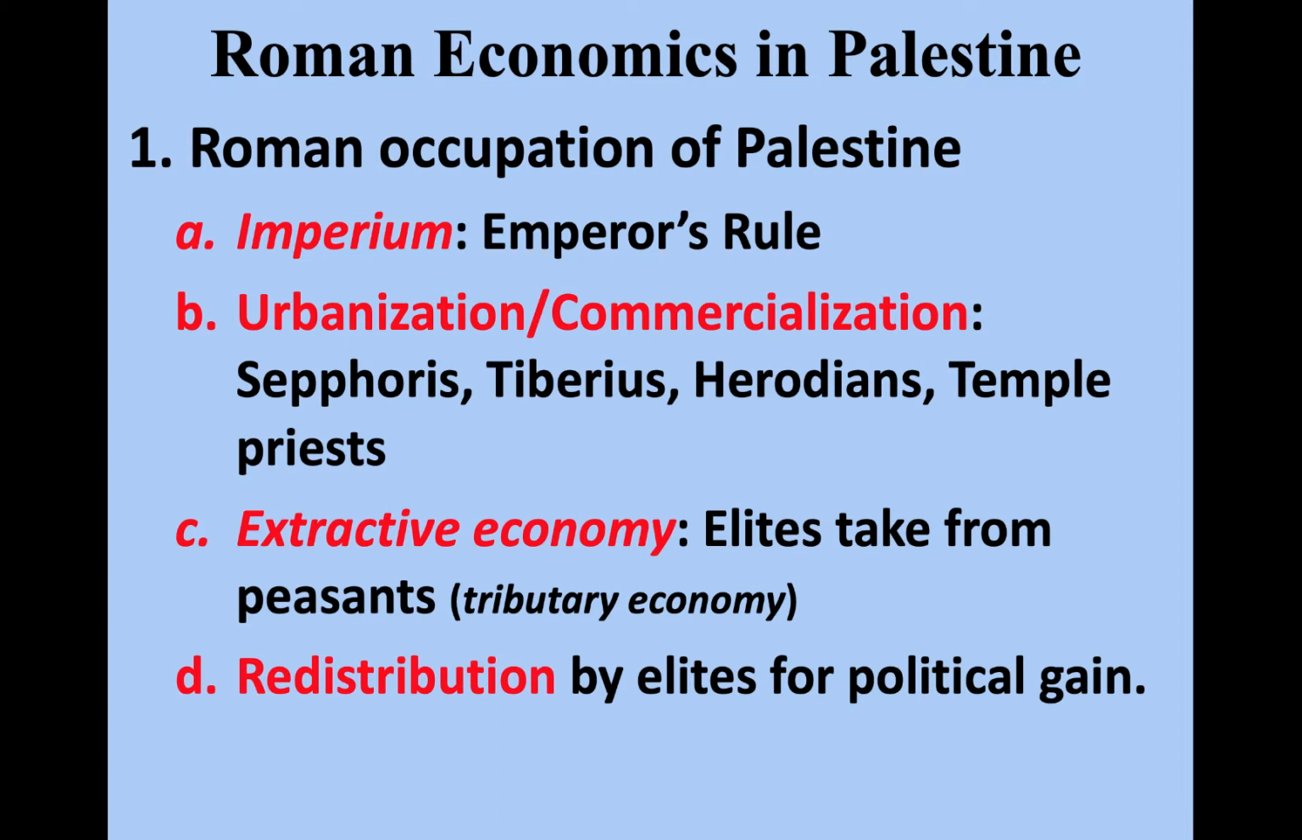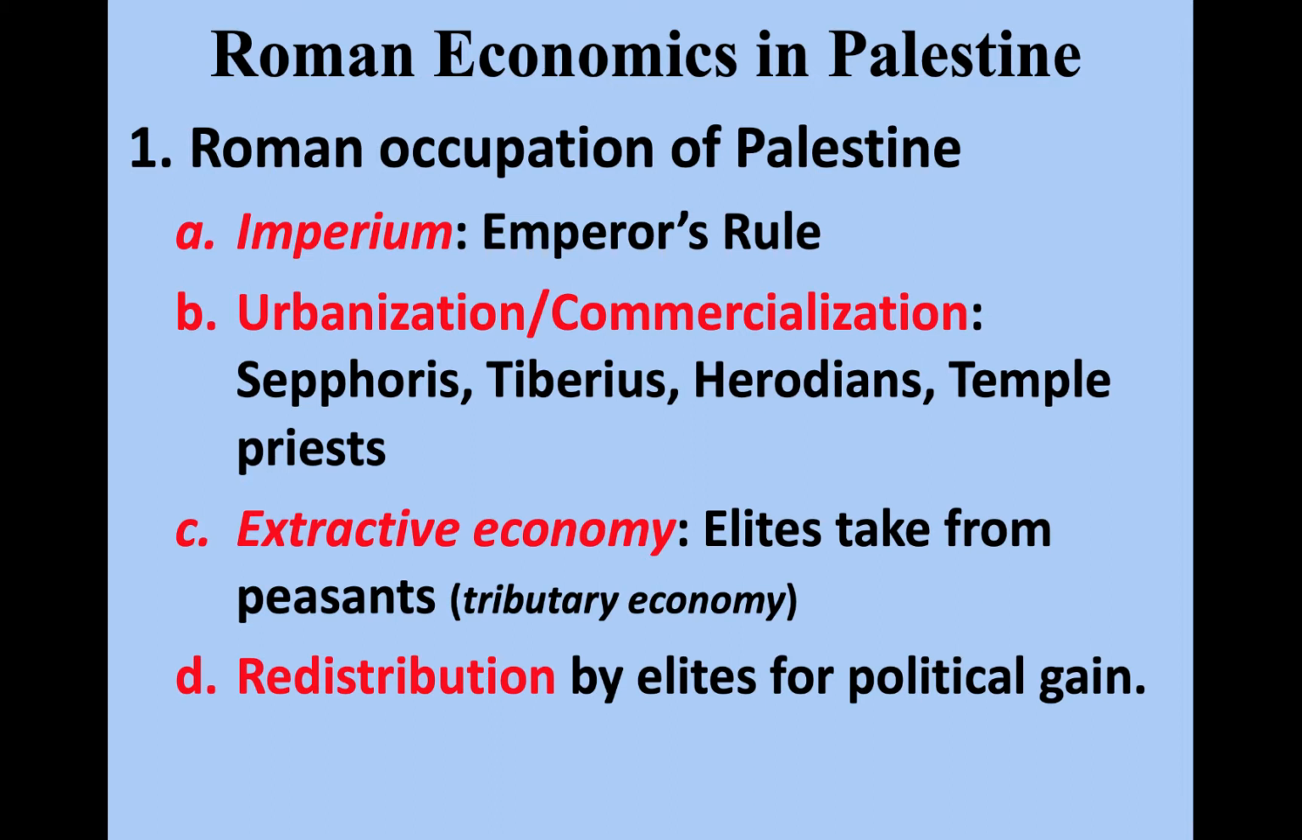Well, let's move on. Roman economics in Palestine, which were devastating to most Jews, especially obviously the majority, the peasants who lived there. Roman occupation of Palestine established an imperium, in other words, the emperor's rule through his client kings like the Herods. And they were to do the bidding, even though they were considered Jewish, they were still doing the bidding of the emperor, like the Sadducees in the temple in Jerusalem.